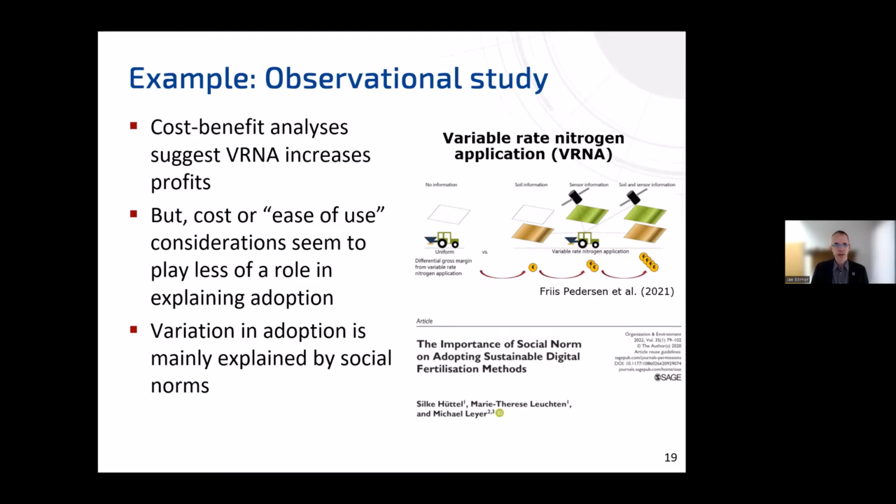So a standard cost-benefit analysis, the one we showed in the beginning, suggests that variable rate nitrogen application increases profits if you adopt it. But then a former colleague of ours, Wilke Hüttel, did a study on this, talking to a number of farms in Germany and trying to understand what led them to adopt these technologies. And what they found out is that the cost aspect, or the ease of use aspect, didn't seem to play much of a role in explaining why some farmers adopted these technologies and others not.